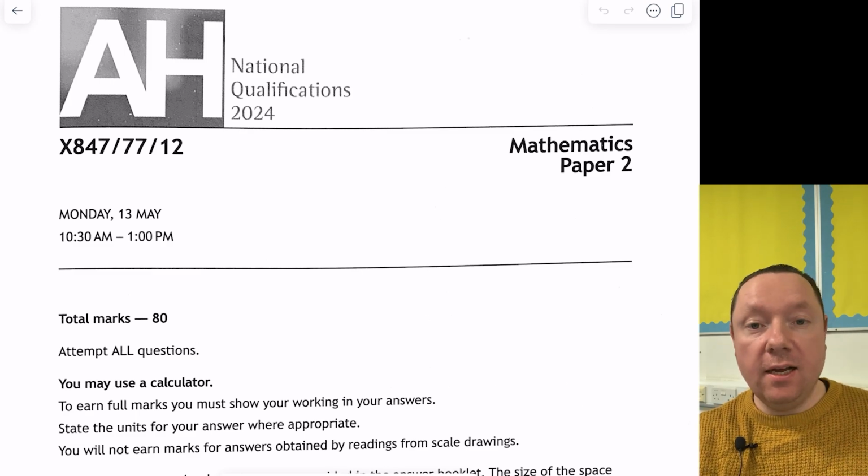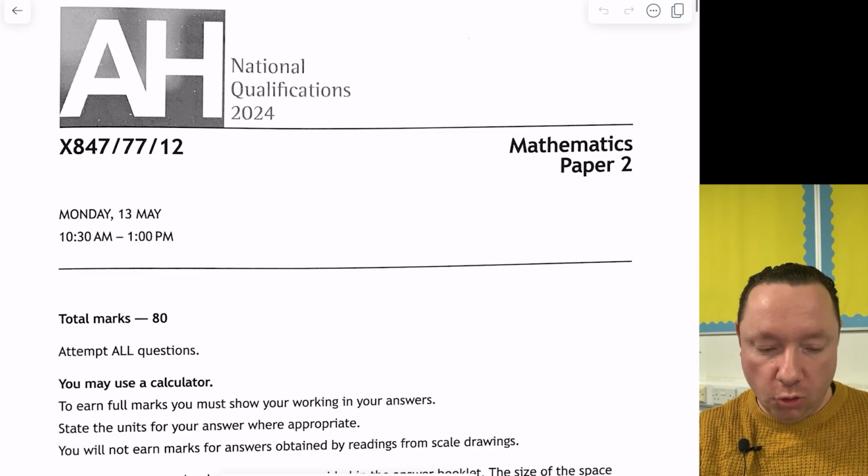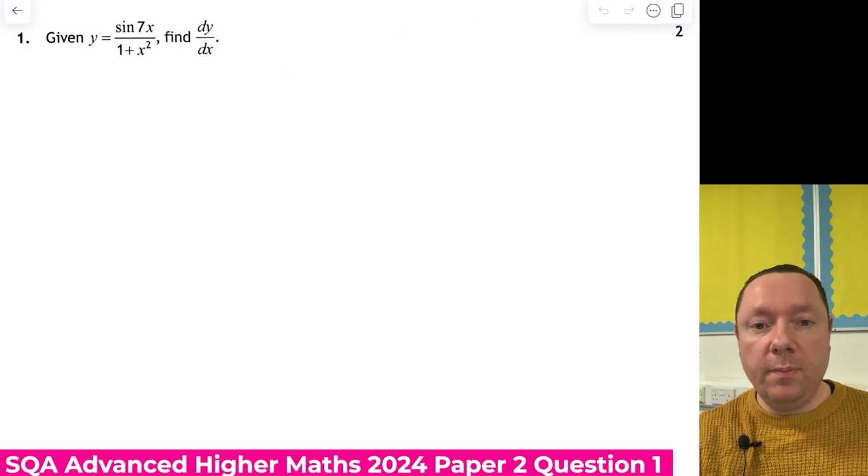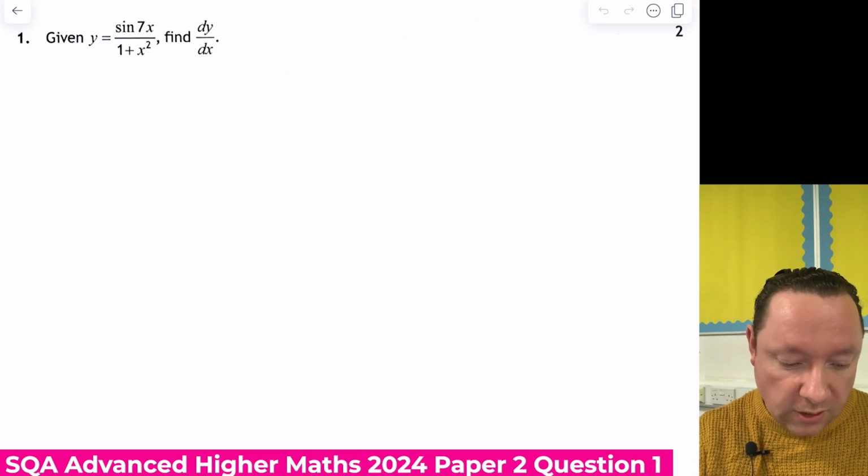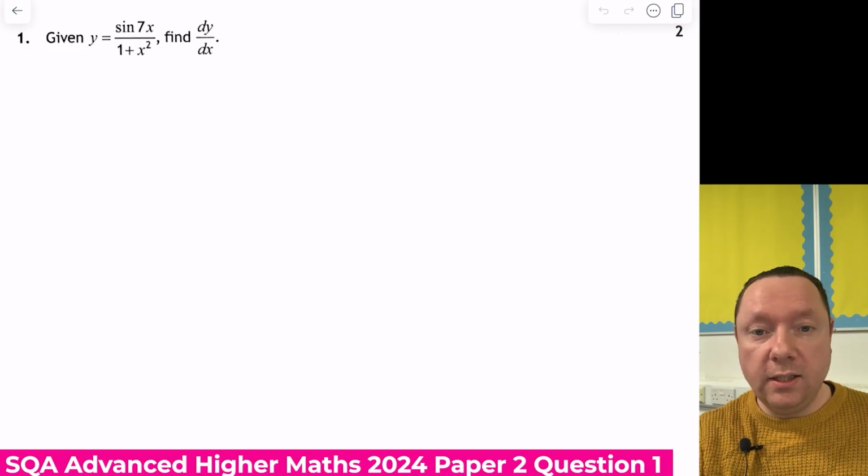Today we're going to do the Advanced Higher Maths 2024 Paper 2. SQA Advanced Higher Maths 2024 Paper 2 Question 1. Given y equals 7 sin 7x over 1 plus x squared, find dy by dx.